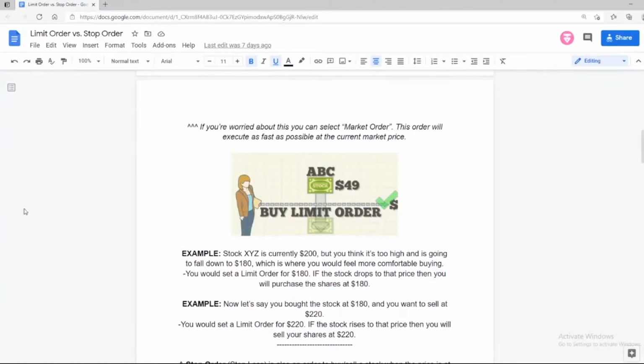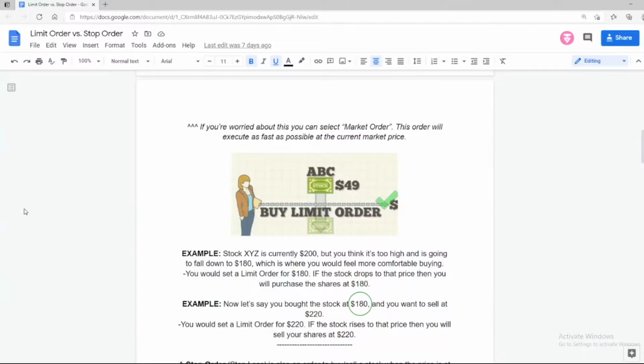But for example, stock XYZ is currently at $200, but you think that that's too high. You think it's going to fall down to $180, which is where you feel more comfortable buying. So you would set a limit order to buy for $180. So if the stock drops to that price, then you'll purchase the shares at $180 as long as there's volume.